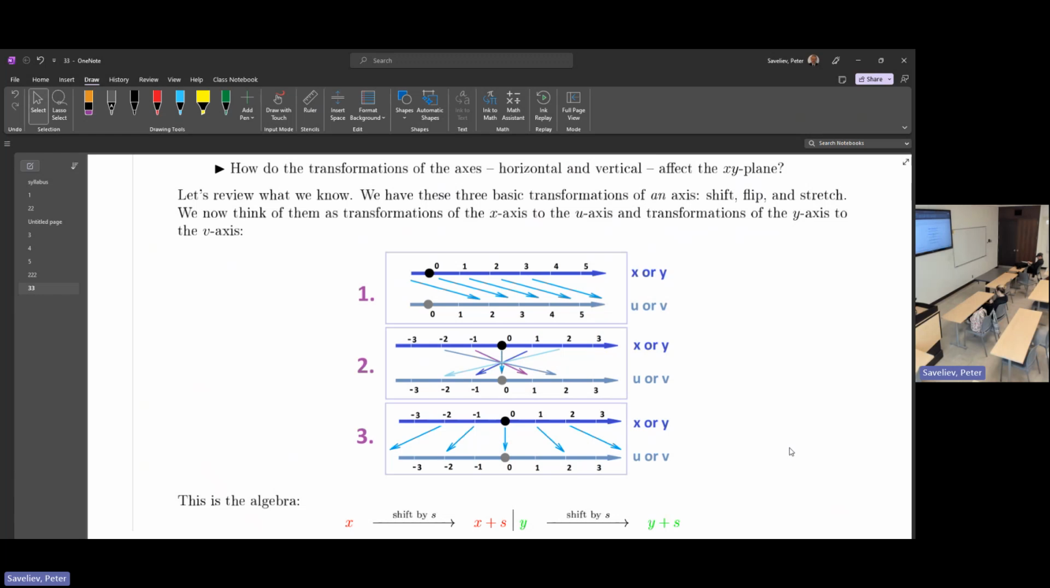The three main transformations are quite sufficient for linear algebra: the shift, the flip, and the stretch. Naturally, you can shift left or right, you can flip as many times as you like, and you can stretch, and the opposite would be shrink.